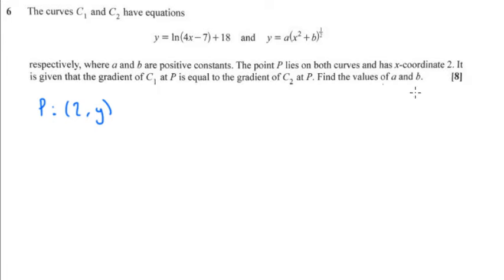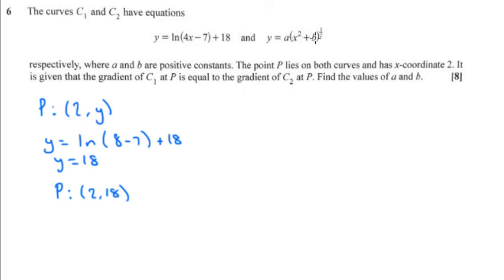So what can we do initially? Without even reading on at this point, we can substitute 2 into both of these equations and see what happens. If we substitute 2 into this equation, we're going to be able to work out the y value. That's going to be ln(8 take away 7) plus 18. 8 take away 7 is 1. Natural log of 1 is 0. So the y coordinate is actually 18. So the full coordinate for P is (2, 18).